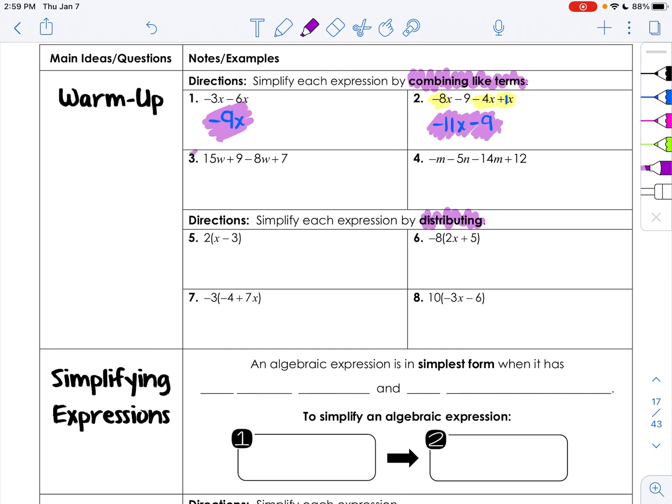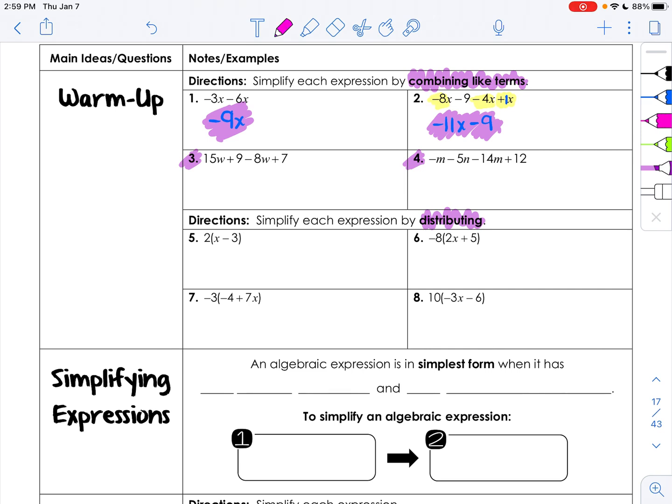Go ahead and highlight number 3 and 4 so you can practice that in a few minutes by yourself. The other skill we need to be able to do is to distribute. So remember, with distributing, we multiply. A big sign that we need to distribute is the fact that we have parentheses, and we multiply the number directly outside the parentheses times everything inside the parentheses.